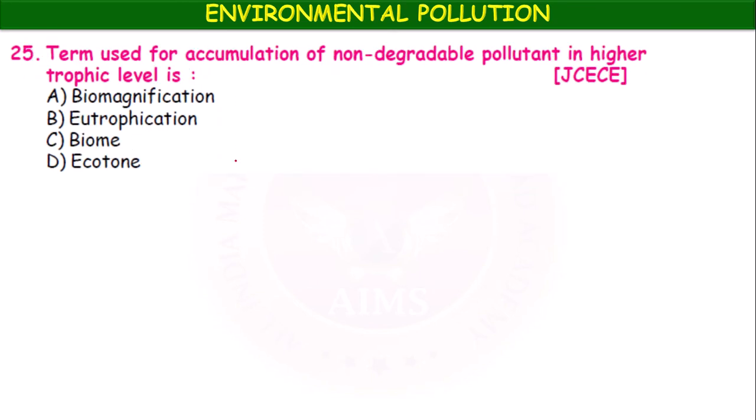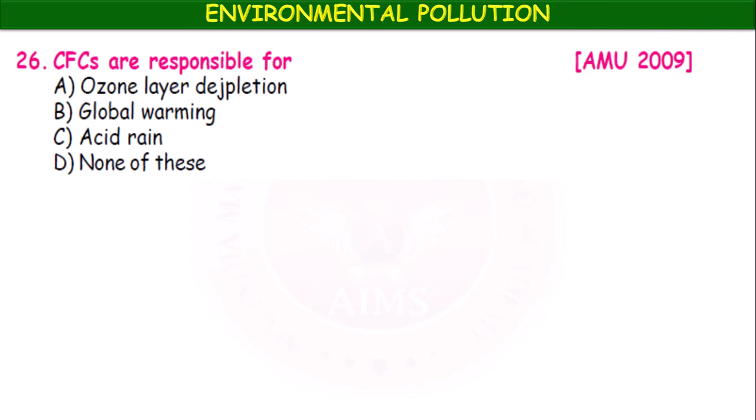The term used for accumulation of non-degradable pollutant in higher trophic level is biomagnification, eutrophication, biome, ecotone. Okay, which one, children? Biomagnification. For example, DDT is a pesticide, from the plants it enters into the animals and gets accumulated. Okay, it is called biomagnification. CFCs, chlorofluorocarbons, are responsible for ozone layer depletion, global warming, acid rain, none of these. It is ozone layer depletion.